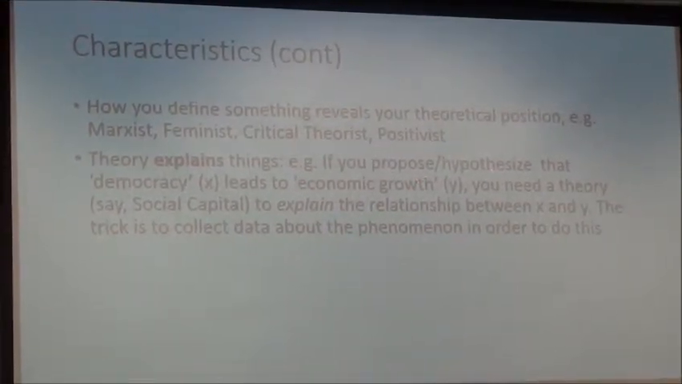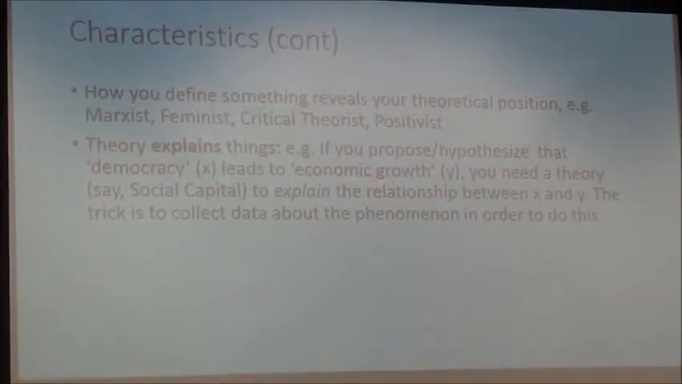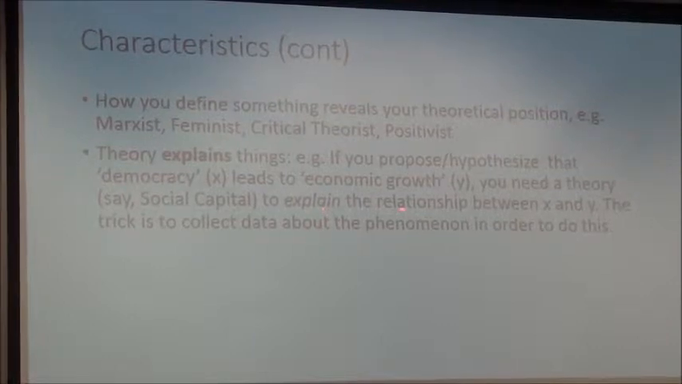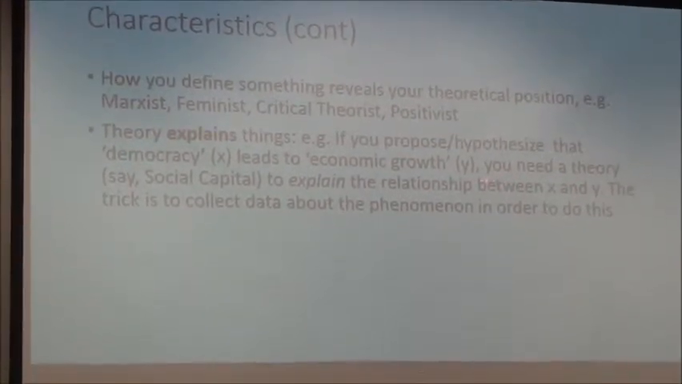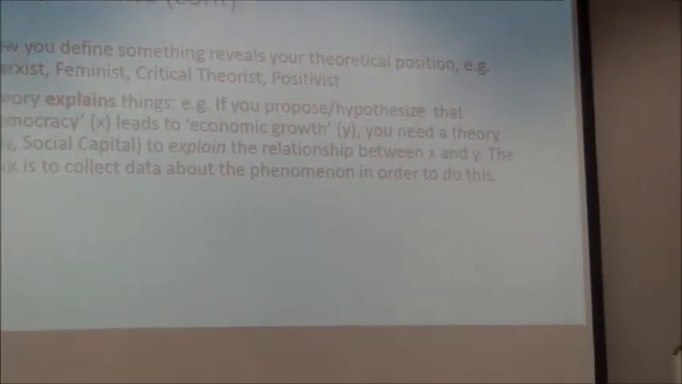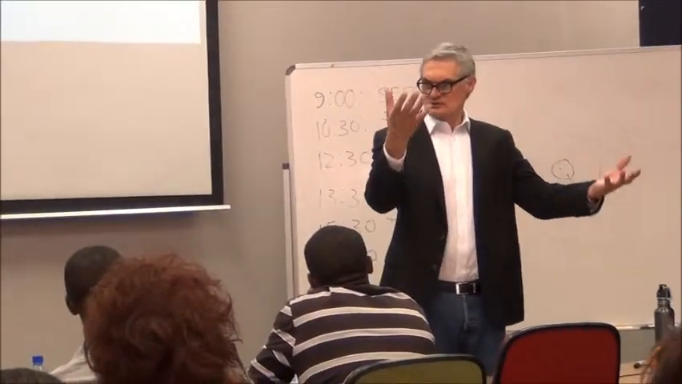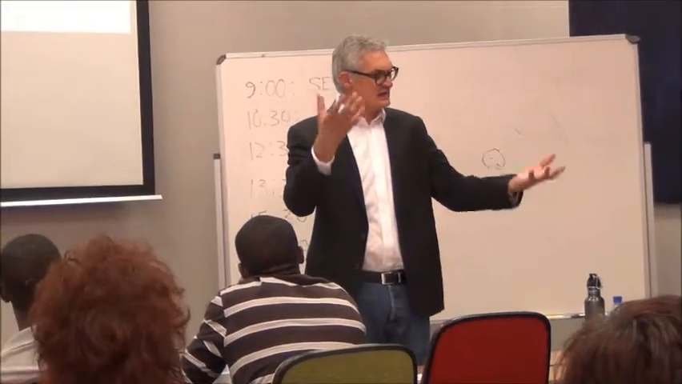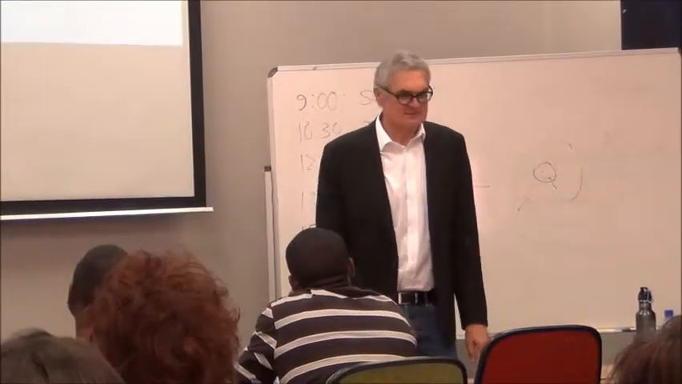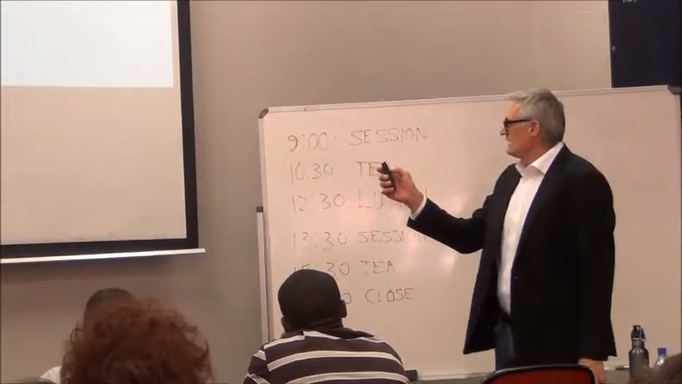For example, if you propose or hypothesize that democracy leads to economic growth, you need a theory, for instance social capital, to explain the relationship between them. The trick is to collect data about the phenomenon. Now, remember yesterday I said when it comes to the title of your study, you need to have two concepts that you put in relation to each other. It's simply to be able to theorize it.